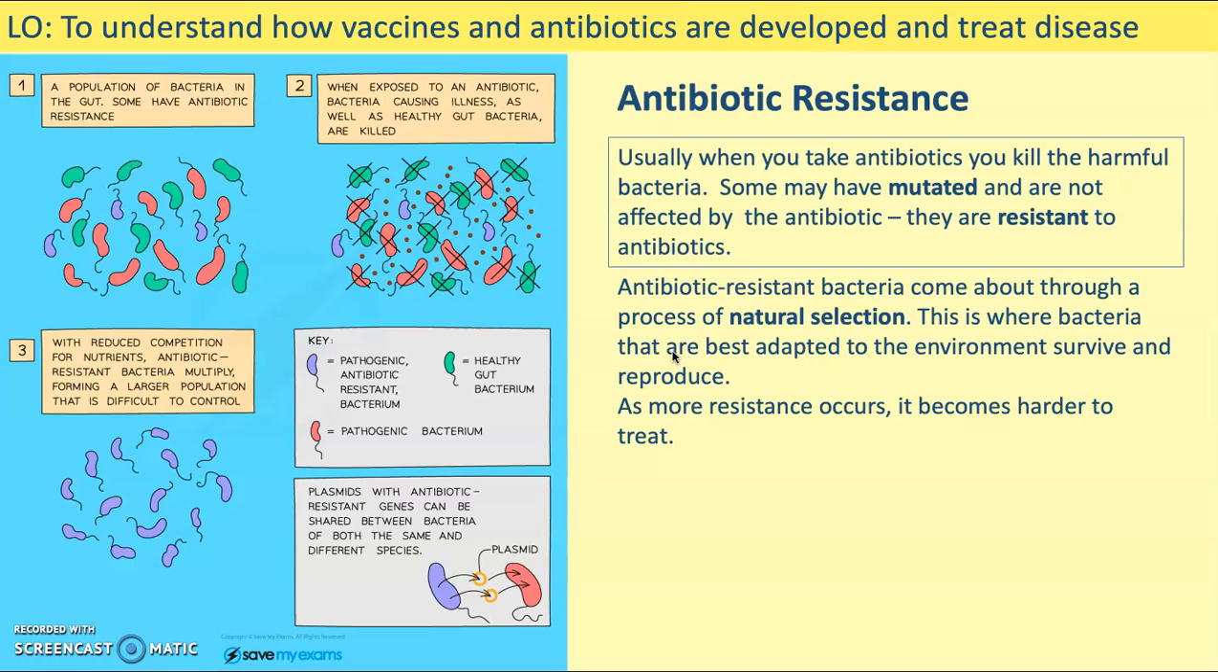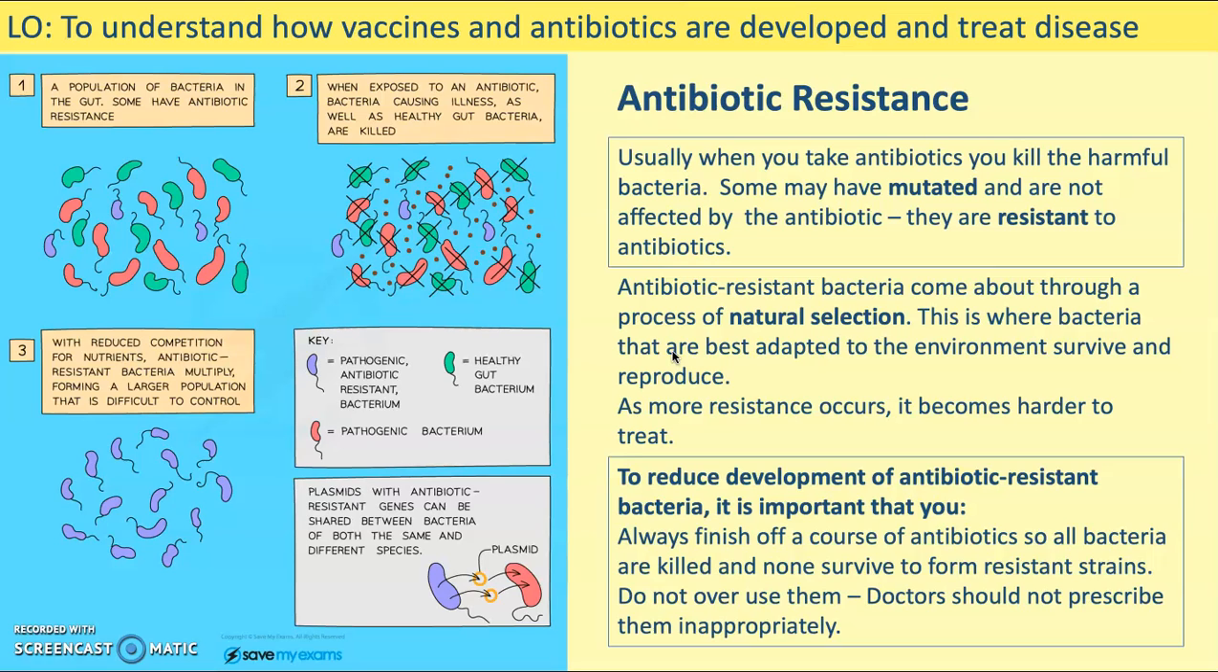Antibiotic resistant bacteria come about through a process of natural selection. This is where the bacteria that are best adapted to the environment survive and reproduce. So if they are in an environment where there is an antibiotic, those bacteria that are adapted to be able to resist the antibiotic will survive and they will reproduce. As more resistance occurs, it becomes harder to treat.